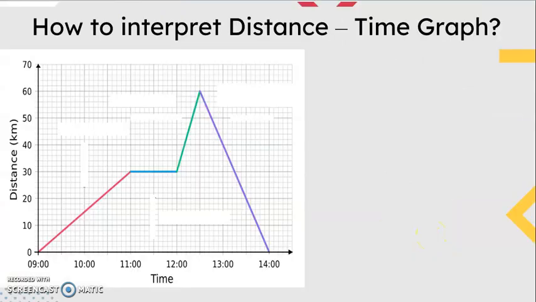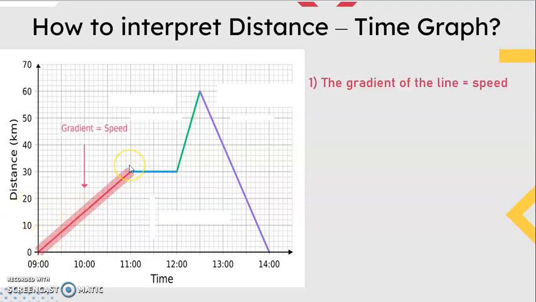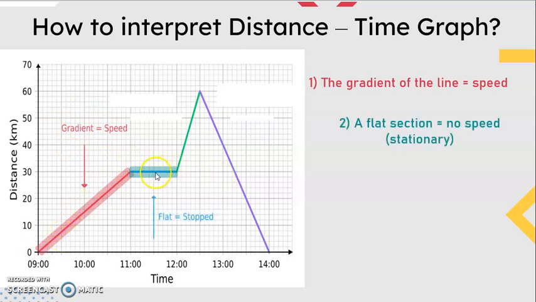Okay, so how do you interpret a distance time graph? For example, we have this distance time graph. How do we know what each of these lines means? Alright, let's say this red line. This red line is going up, so to find the speed, you have to find the gradient of this line. This blue line is a flat line, meaning that it has no speed, it is stationary or at rest.